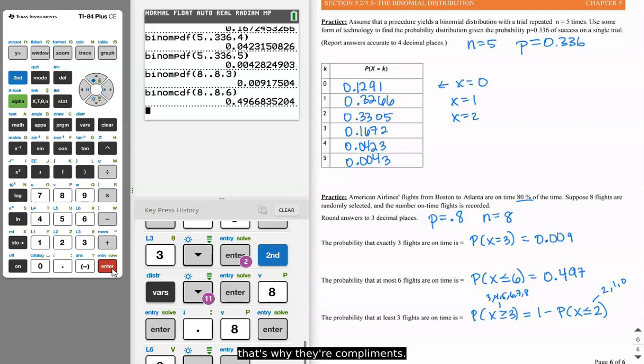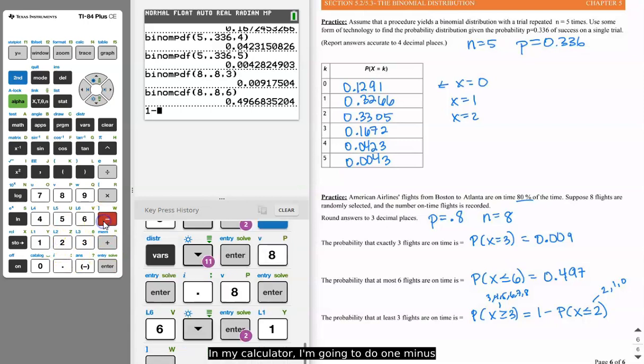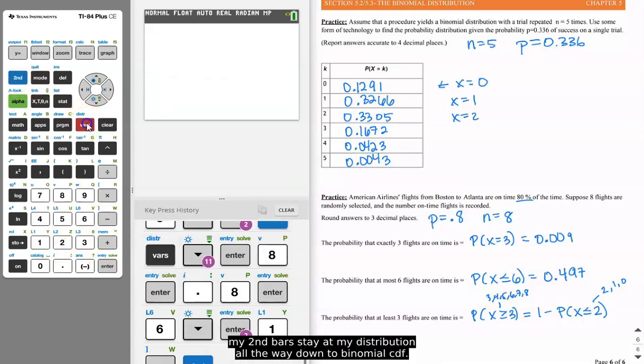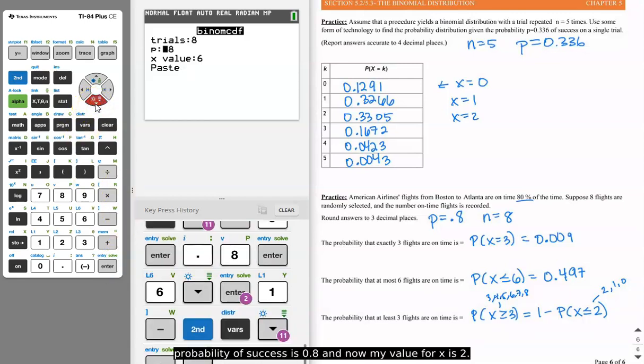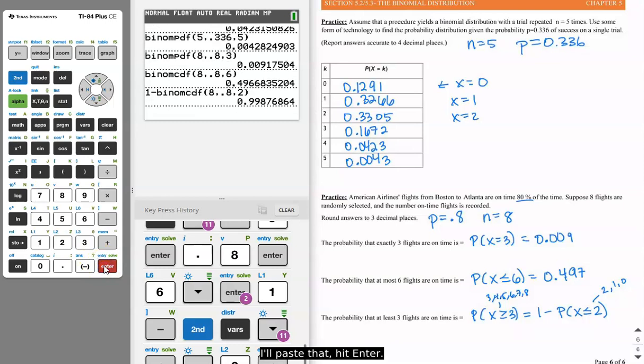That's why they're complements. So in my calculator, I'm going to do 1 minus, second and my bars to get my distribution. Go all the way down to binomial CDF. I have the 8 trials. Probability of success is still 0.8. And now my value for x is 2. I'll paste that, hit enter. And so this probability that at least 3 flights are on time is 0.999, right? So a really good chance that at least 3 flights are on time.